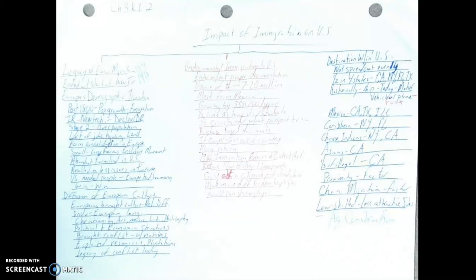Last one, let's talk about the destination within the United States. So the migration is not spread evenly around the United States. Half of the people who've migrated have migrated into 4 states: California, New York, Florida, and Texas. Historically, people came on ship, but today people are coming by motor vehicle or foot, some by plane, but most people are traveling by foot or primitive vehicle.